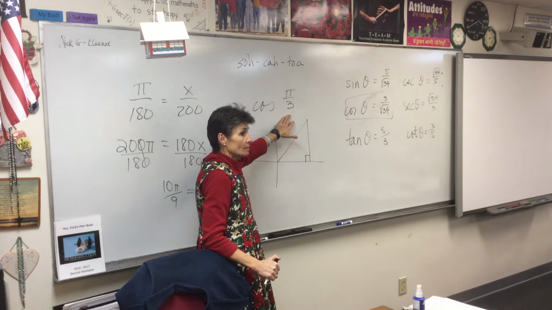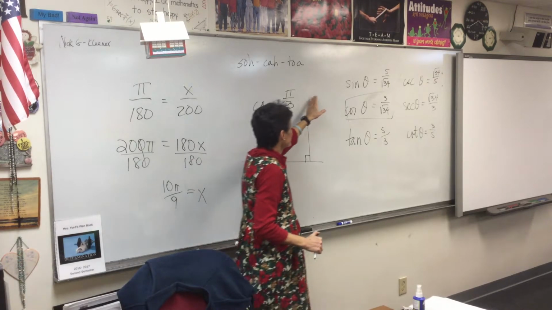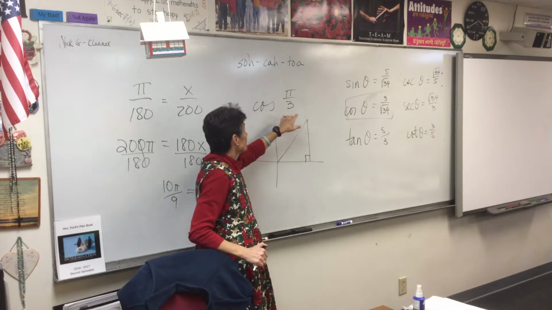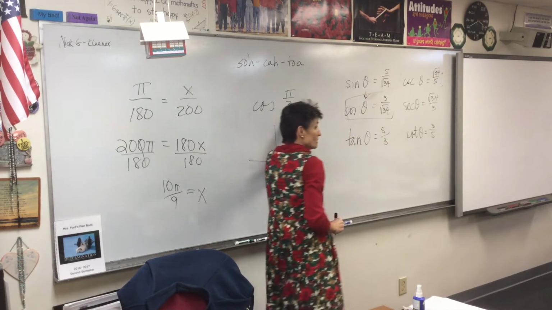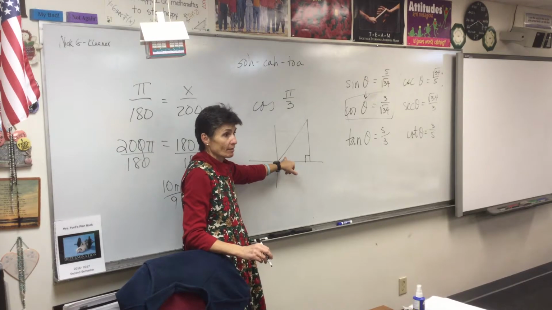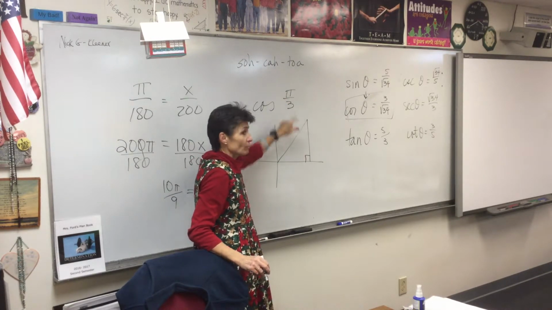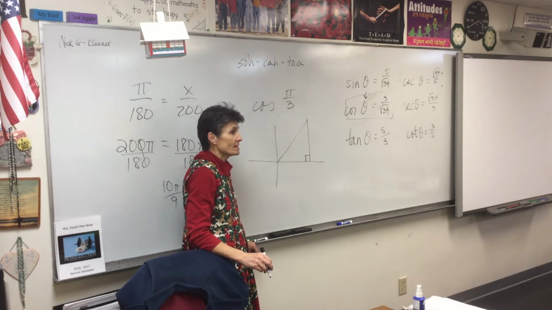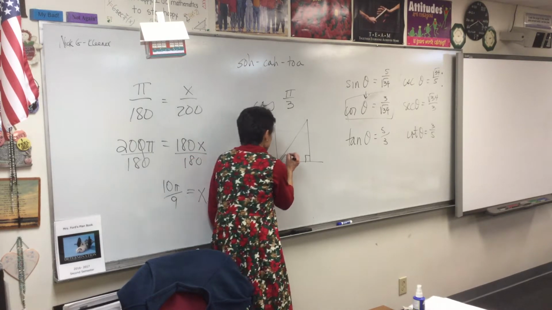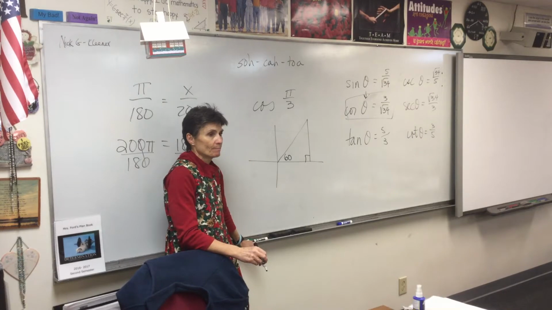Would that be the hypotenuse? No. This doesn't say the cosine equals pi over 3. This is your theta. This is the angle that goes right here. What's pi over 3? 180 over 3. So pi over 3 is 60. This is a 60-degree angle.